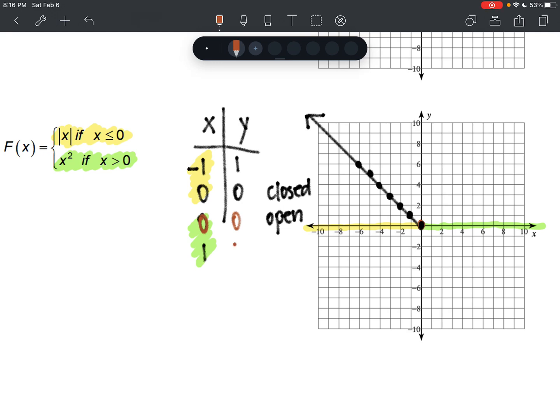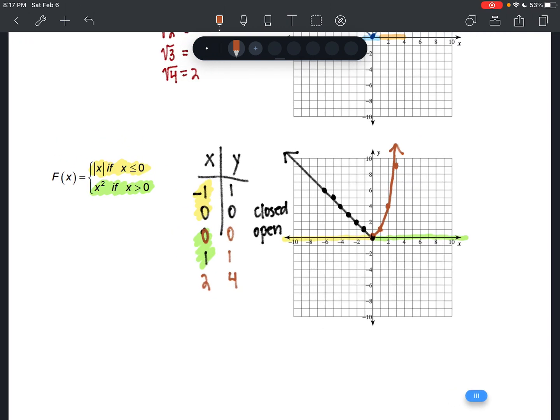Then you put a 1 in. 1 squared is 1. Put a 2 in. 2 squared is 4. So 1, 1, 2, 4. Put a 3 in. 3 squared is 9. This is not a straight line. This is a curve. And it continues to the right forever. And that is what the piecewise function looks like.